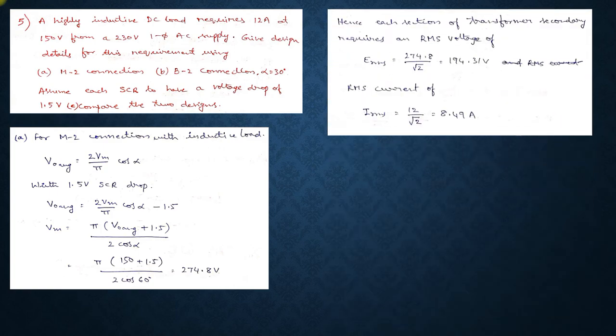Once you get the Vm, each section of transformer secondary requires an RMS voltage of Vrms equal to 274.8 divided by root 2. So this is the maximum value, and that is the RMS value. So each transformer secondary requires 194.31 volt. Okay. Then what is the RMS current? Current has been given as 12 ampere. So that is the maximum current, and the RMS current will be 12 by root 2, which is 8.49 ampere. So these are the ratings of the transformer secondary.